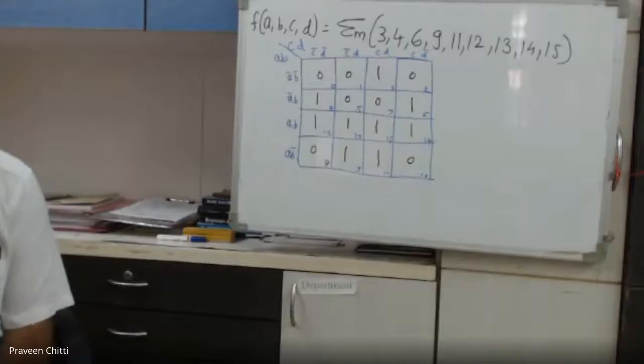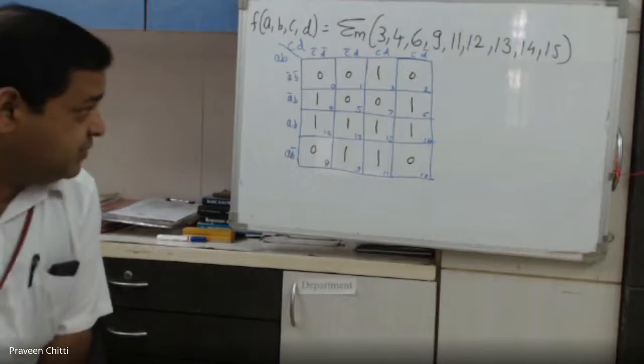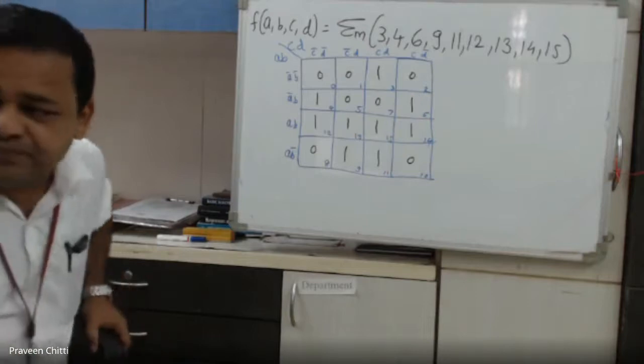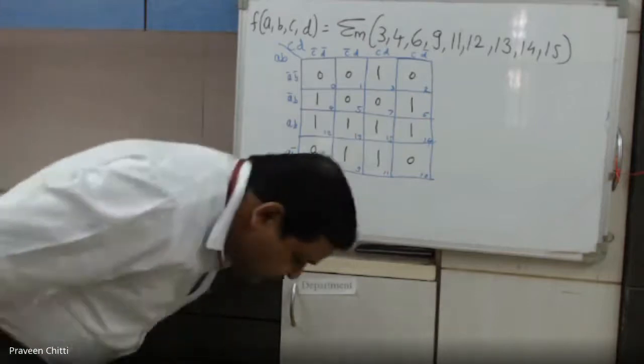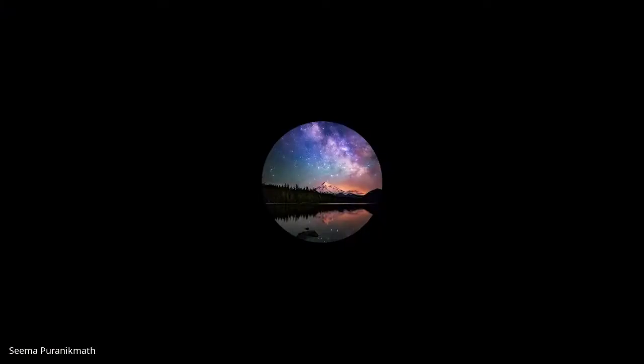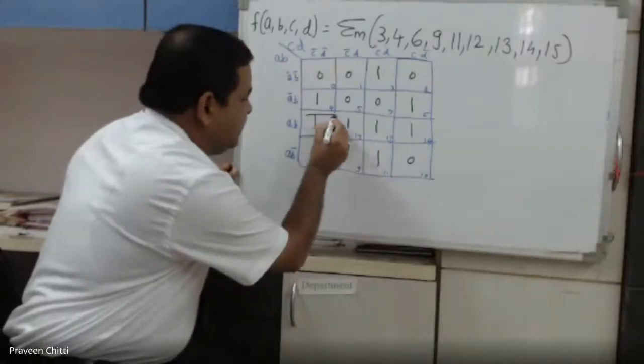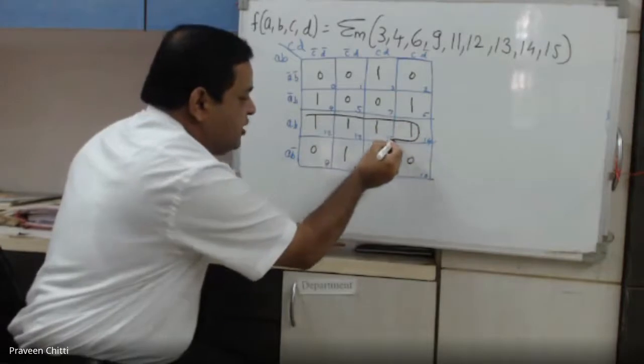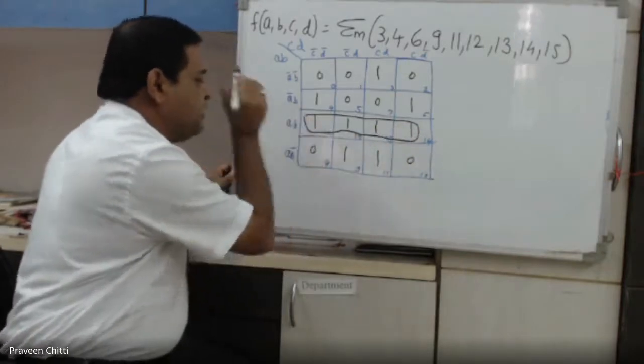Okay, yes, sir. Fine. Next, how do you go about the formation of groups? Can anybody tell me what should be the first group? Yes, Sima, what is the group that I need to form first? Sir, quad 12, 13, 14, 15. 12, 13, 14, 15. You are absolutely right. I will form one quad.